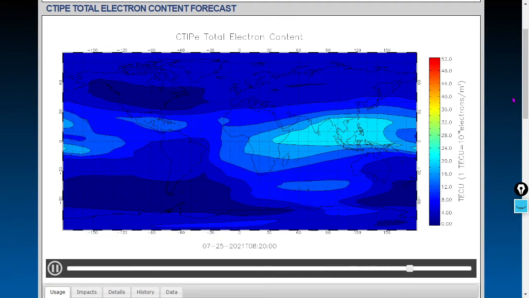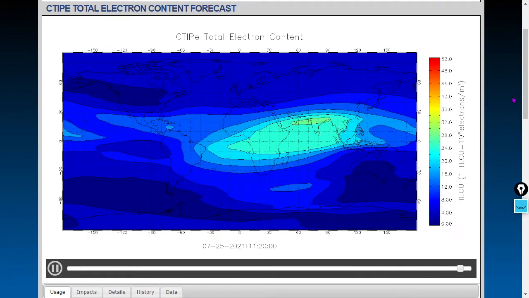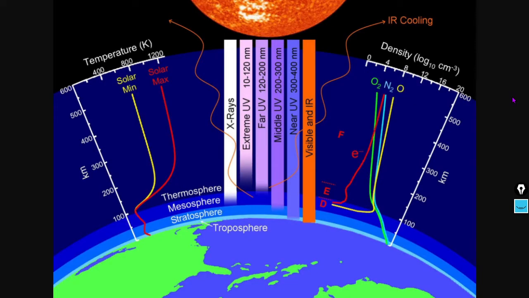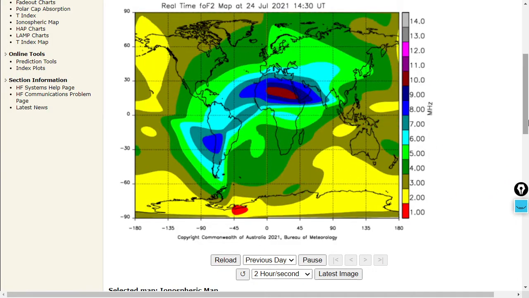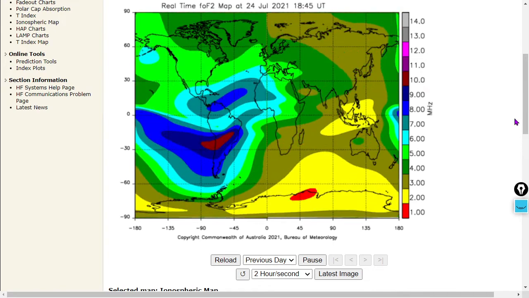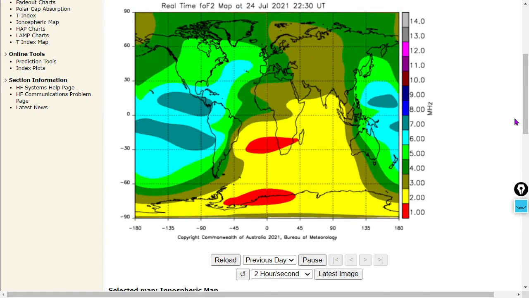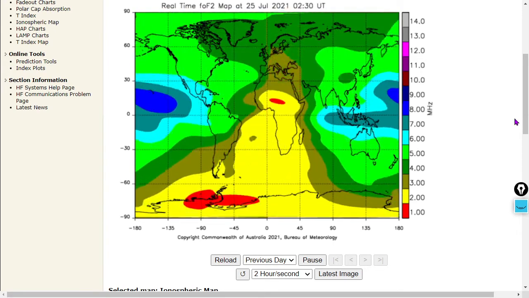Anyway, some significant electron anomalies going on once again here. Here's another diagram of the atmosphere showing you things like solar min versus max temperatures, electromagnetic radiation, and the levels of the ionosphere. We're going to be looking at just one slice, the F ionosphere. Located about 300 kilometers of altitude, we're seeing some anomalies once again.